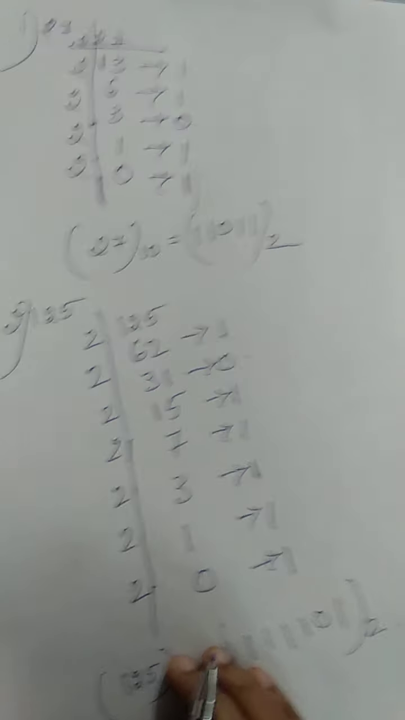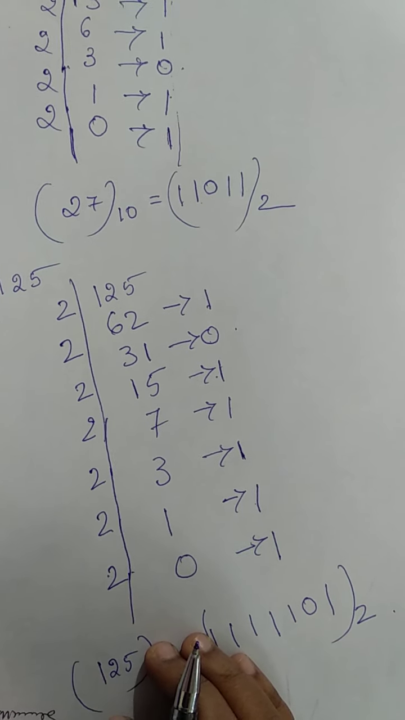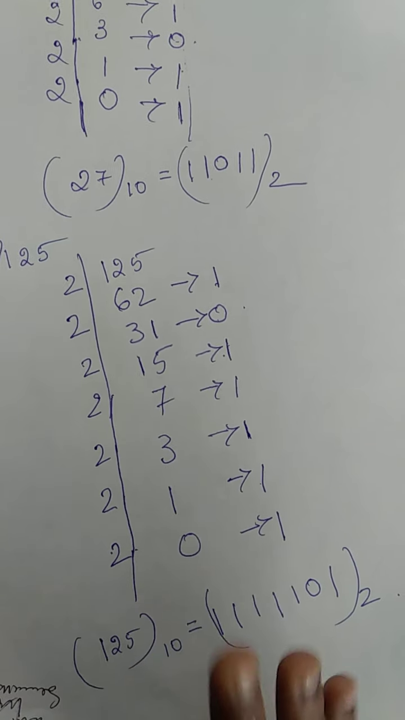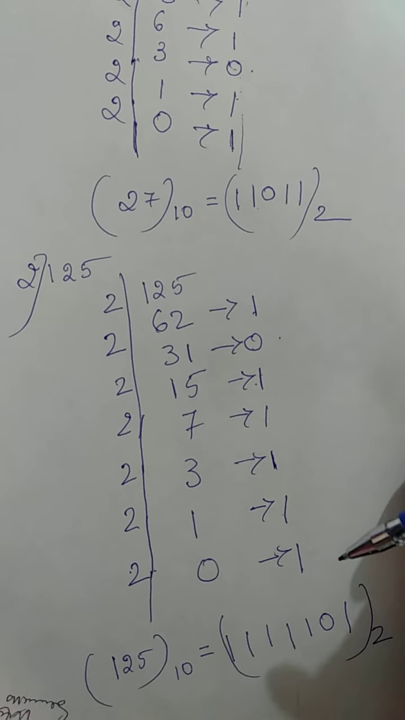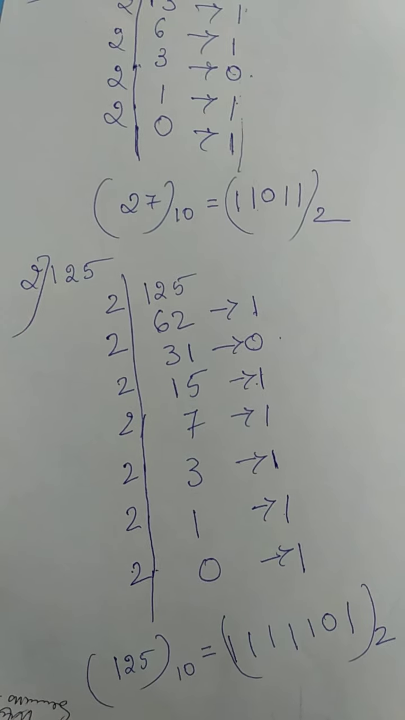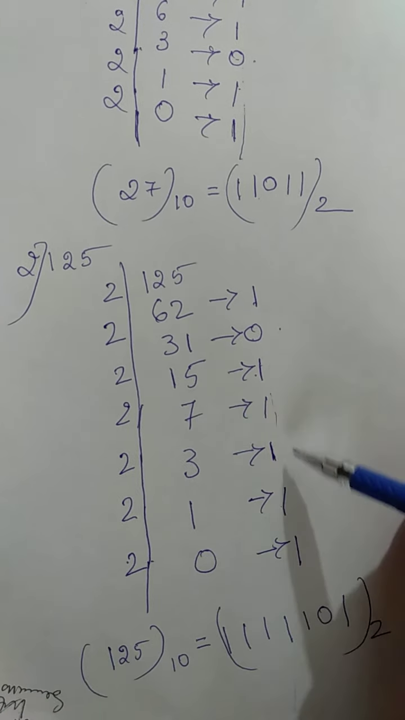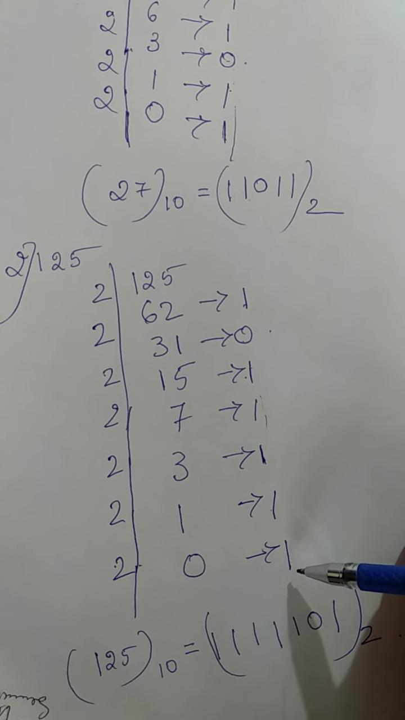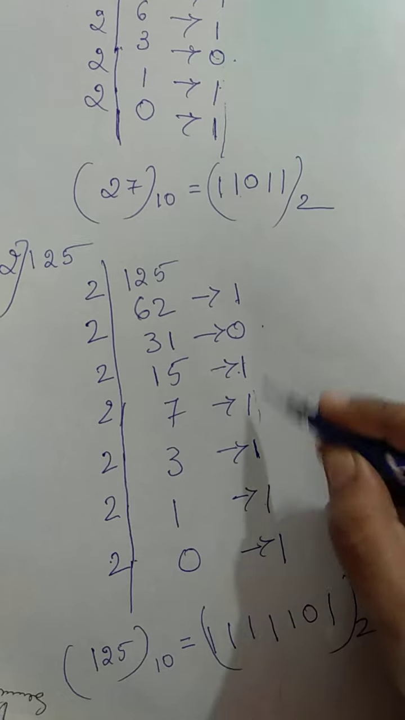So to convert decimal to binary, what are we doing? We are dividing the decimal number by 2 repeatedly until the quotient becomes 0, and we are concentrating only on the remainder values. Those remainder values are the binary number. So how will we write the binary number? In reverse order.